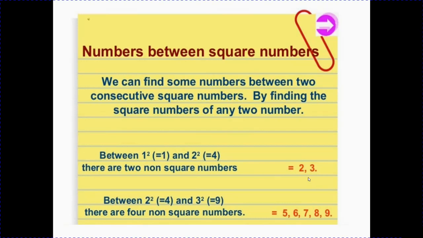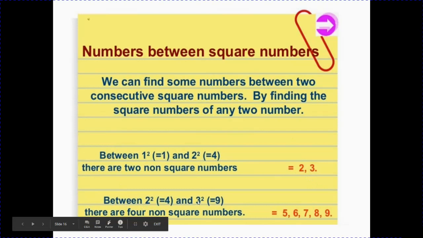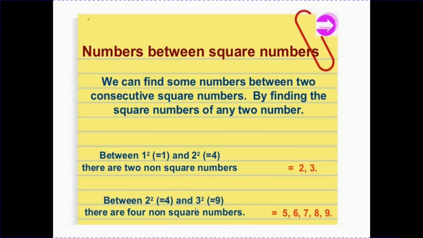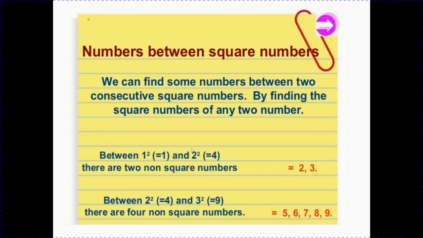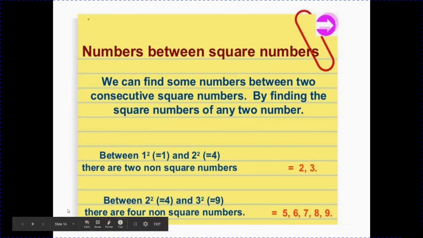2 and 3. Let's see another example. 2 to the power of 2 and 3 to the power of 2. Let's find these perfect squares. 2 times 2 is 4, 3 times 3 is 9. So how many square numbers are there? 4 square numbers: 5, 6, 7, 8. Right? This is how we can find numbers between two square numbers.